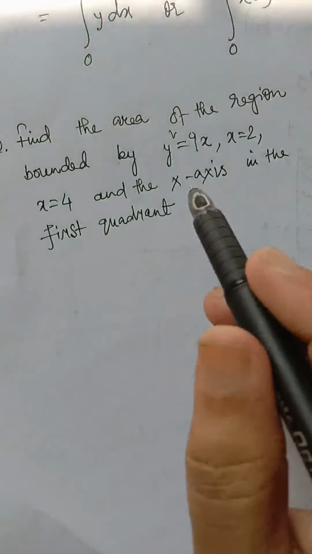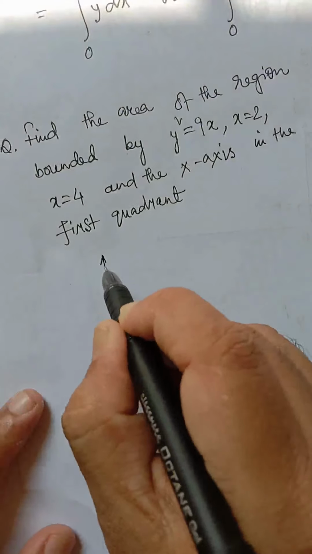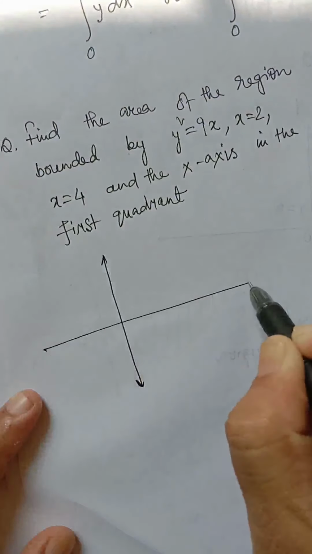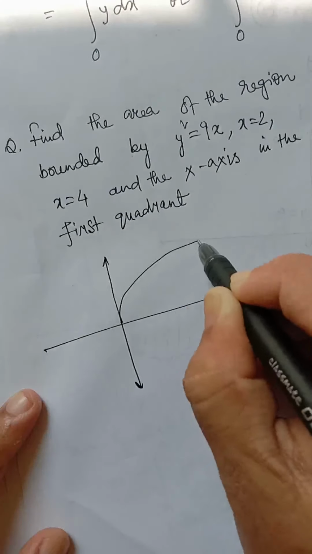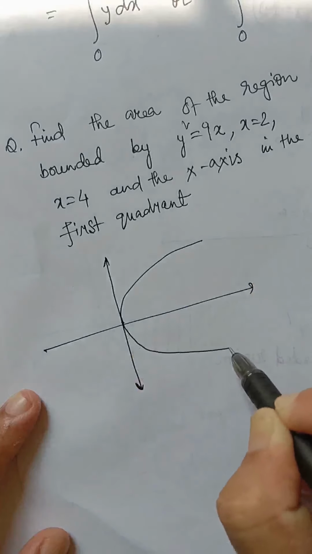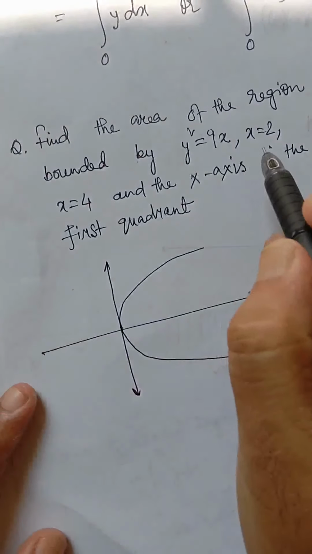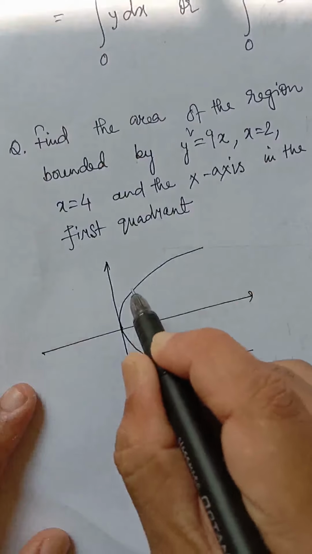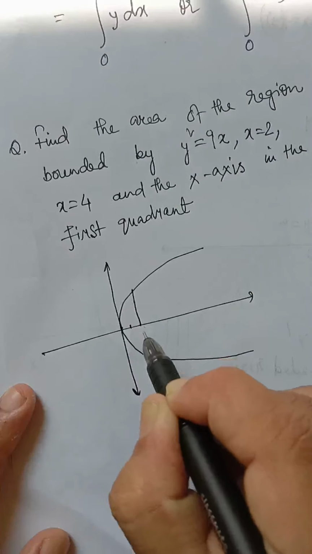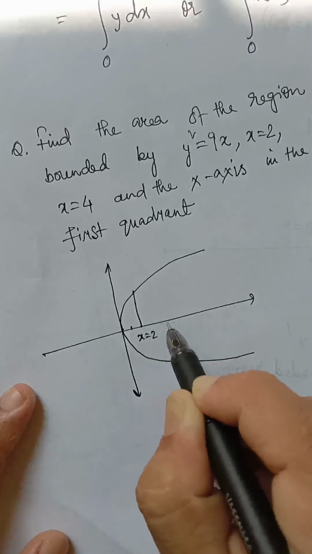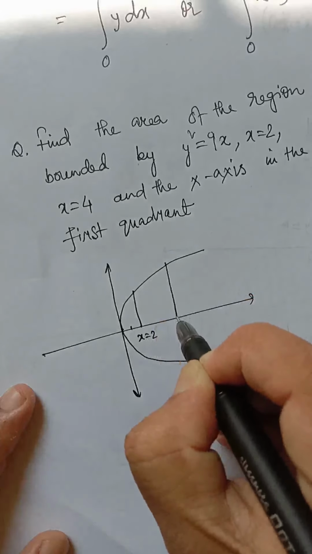We will draw y square equal to 9x also in this way. So first of all, let us draw y square equal to 9x. This is y square equal to 9x, a rough sketch. Next, x equal to 2. 1, 2, x equal to 2, 3, 4. This is x equal to 4.